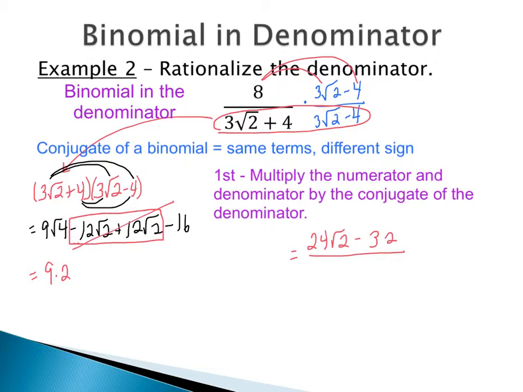Anytime that we multiply conjugates, those middle terms should cancel out. That's a way to check to see if you're doing your math correct. And then we still have that minus 16 at the end. So here, 9 times 2 would be 18. Minus 16, we'd be left with a 2 in the denominator.